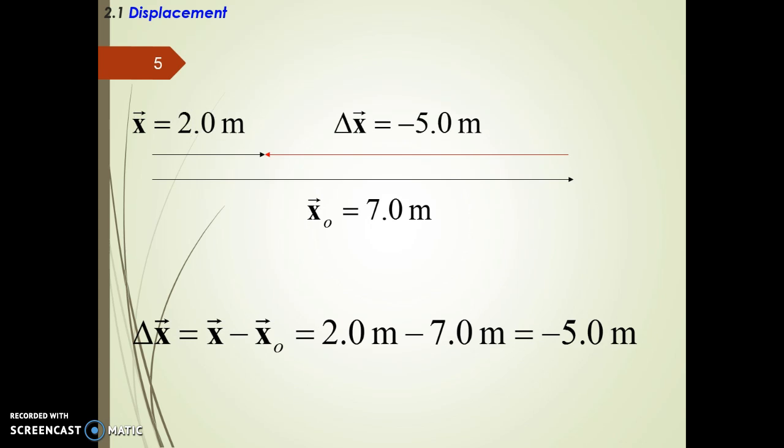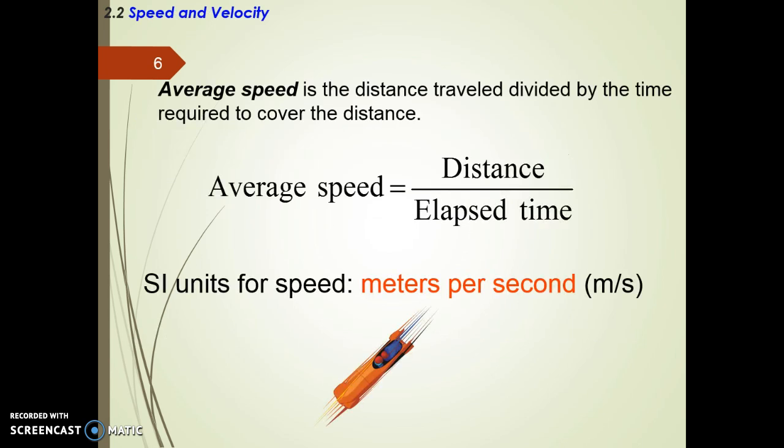Now, if we were to return to our original position, we would have again a displacement vector with a magnitude of 5 meters, but now it's in the negative direction, since we ended at the location of 2 meters and we began at a position of 7 meters. Then our displacement is negative 5 meters. So those two displacements are not the same. One is positive and one is negative because of the different direction.